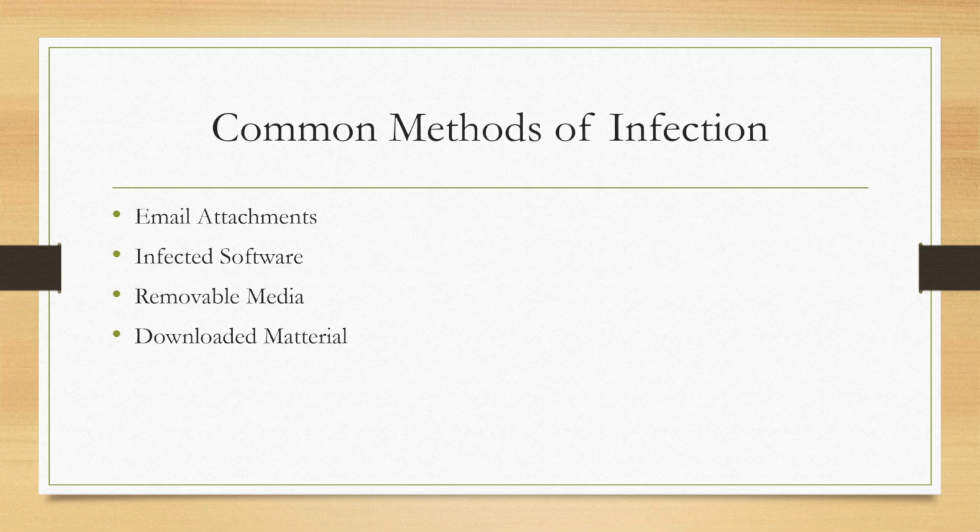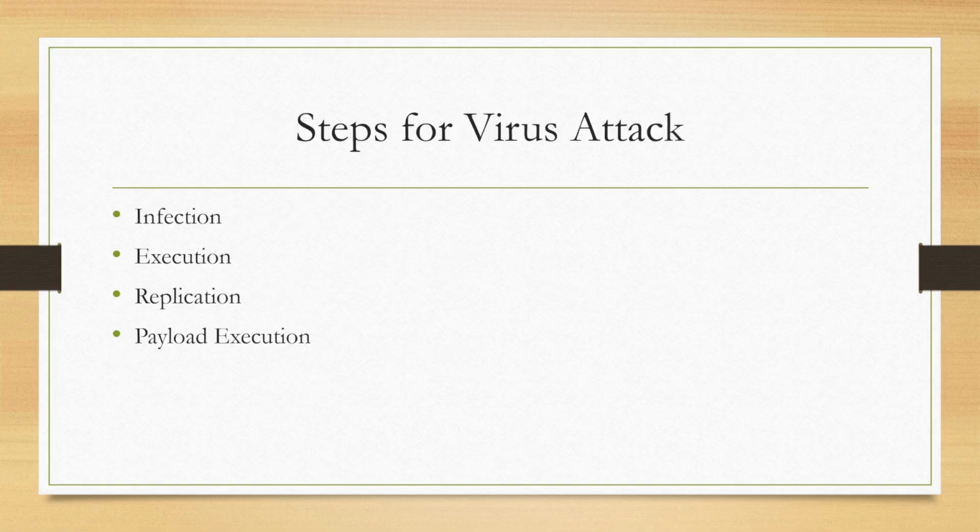Common methods of how viruses get into our systems will be email attachments. They can come through attachments in emails, and once they're opened, the virus will infect the recipient's computer. We have infected software, as users who download and install software from untrusted sources can introduce viruses into our systems. We have removable media, which is like USB drives or external hard drives when they're plugged into the system. And the big thing here is downloaded material of one way, shape, or form. They're coming in through downloaded material.